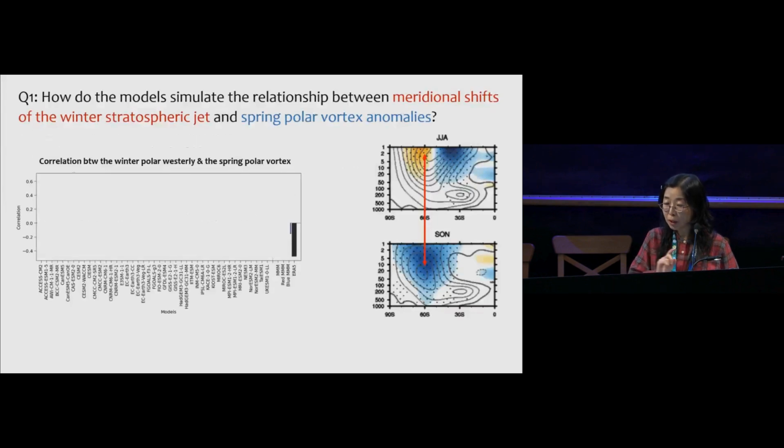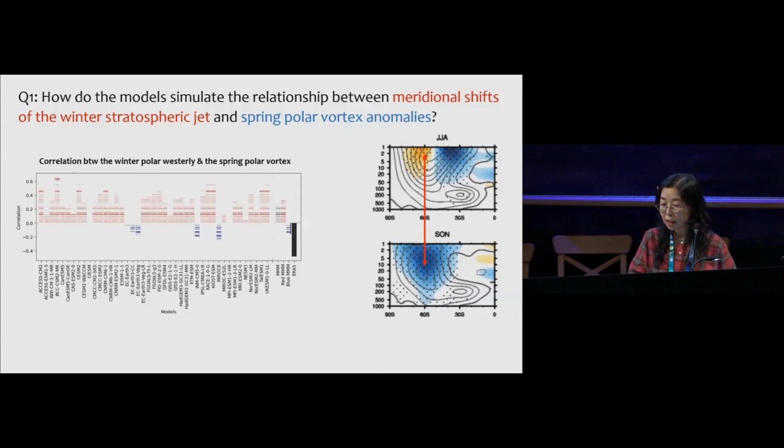Then, our first question is, how do the models simulate the relationship between the meridional shifts of the winter stratospheric jet and spring polar vortex anomalies, which is conveniently captured by this anti-correlation between the winter vortex winds at 1 hectopascal level and subsequent spring vortex winds at 10 hectopascal level, both at 60 degrees south. The ERA5 correlation is negative 0.5.